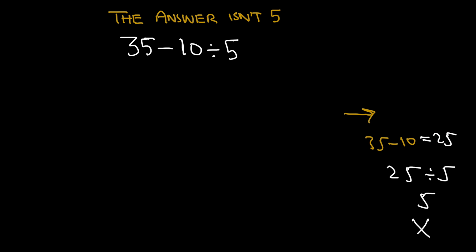So why is this the wrong way? Because in the order of operations we use BODMAS. So 35 stays the same, minus, and first we simplify the division. 10 divided by 5 is 2, and now 35 minus 2 is 33. 33 is the right answer to this question.